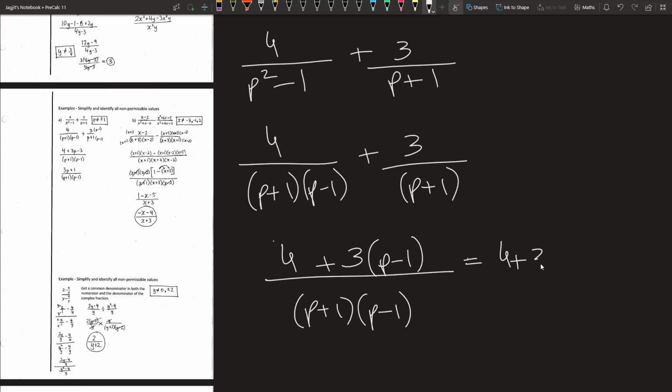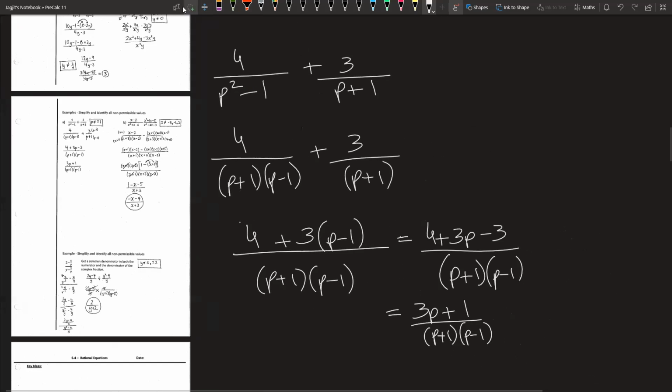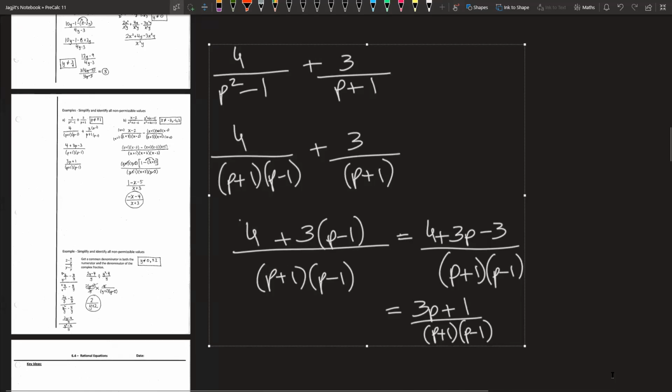So this gives you 4 plus 3p minus 3 over p plus 1 times p minus 1. So that's 3p, 4 minus 3 is plus 1, all over p plus 1 times p minus 1. Super simple. Does that make sense, folks? Okay, quite simple.